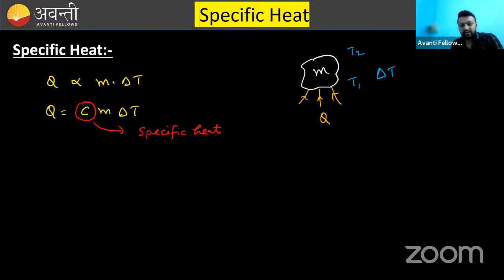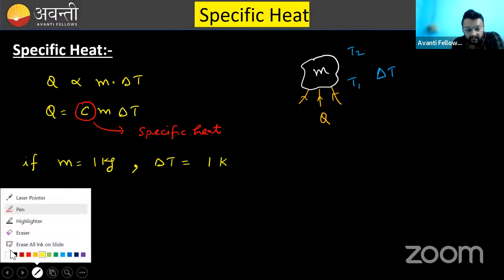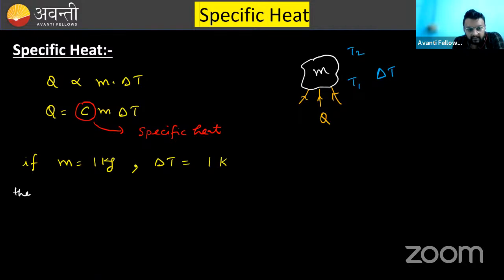For that, I'm assuming some things, like m is equal to 1 kg. 1 kg means unit mass. If mass is unit and ΔT is also unit, it might be 1 degree Celsius or 1 Kelvin. Both will be the same because the temperature difference is the same in both cases. So ΔT, I am supposing, is 1 Kelvin. So if m is 1 and ΔT is 1, then you can see that C will be equal to Q.